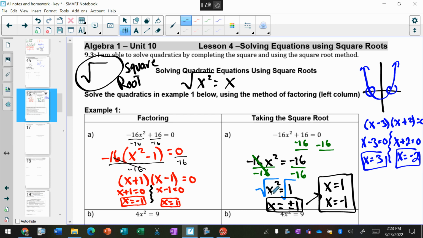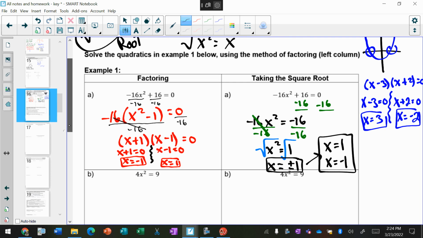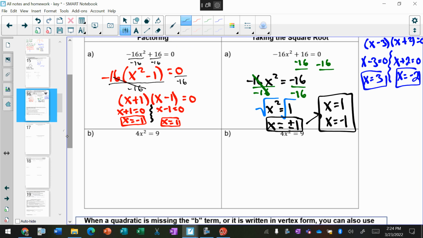So again, this square root method only works if I have an x squared term and nothing else, because I can't do this if there's an x involved. And then I have to get the x squared all by itself, and all the numbers go on the opposite side. You cannot square root when it's adding or subtracting. All right, that will not work.